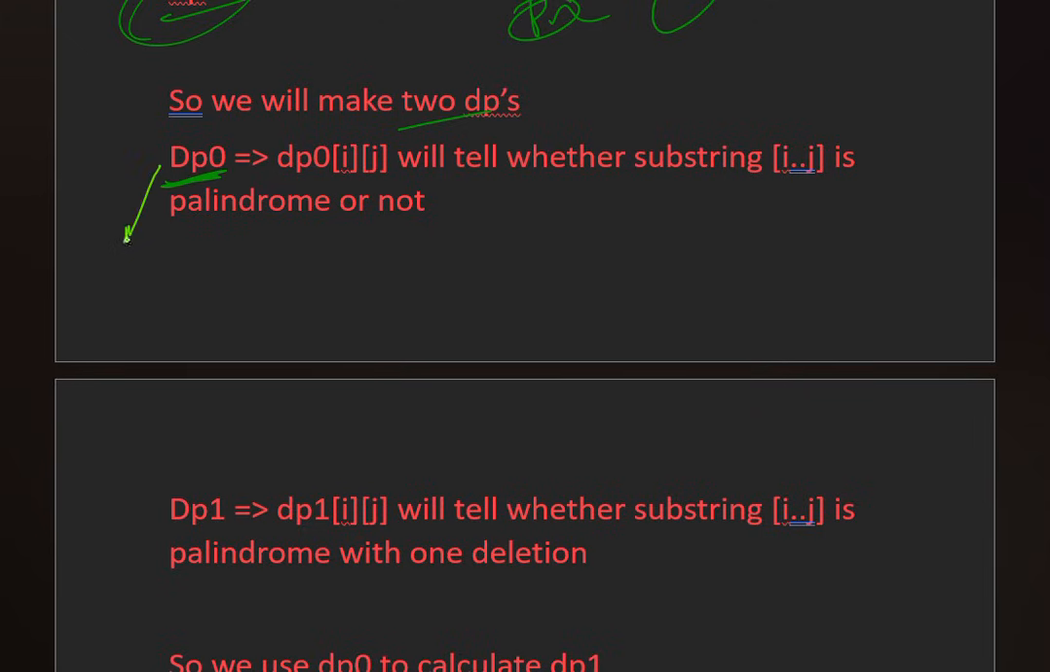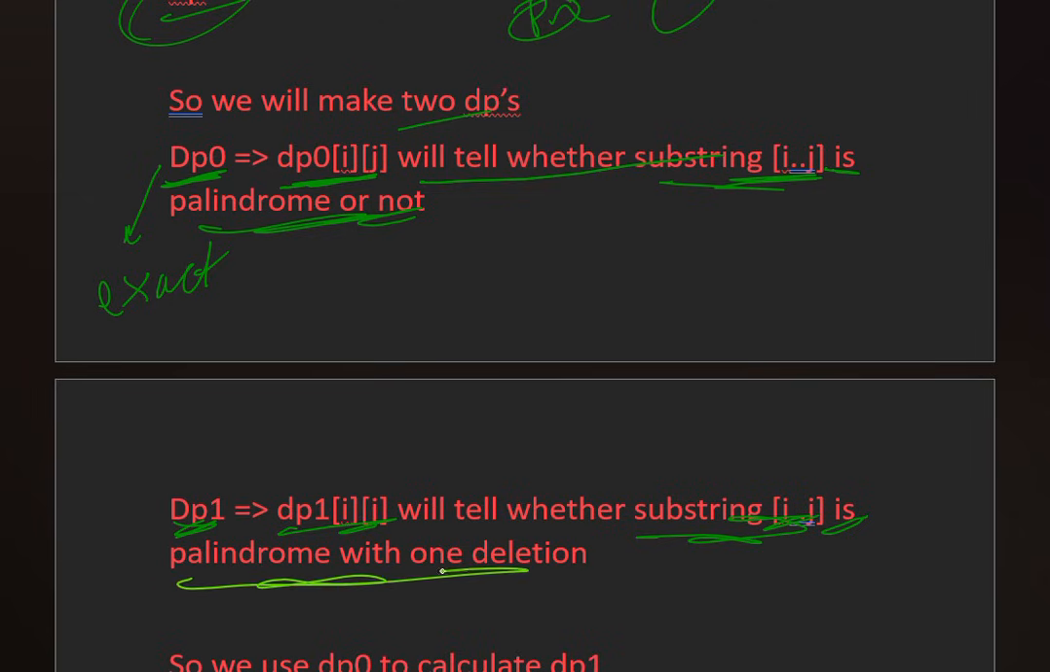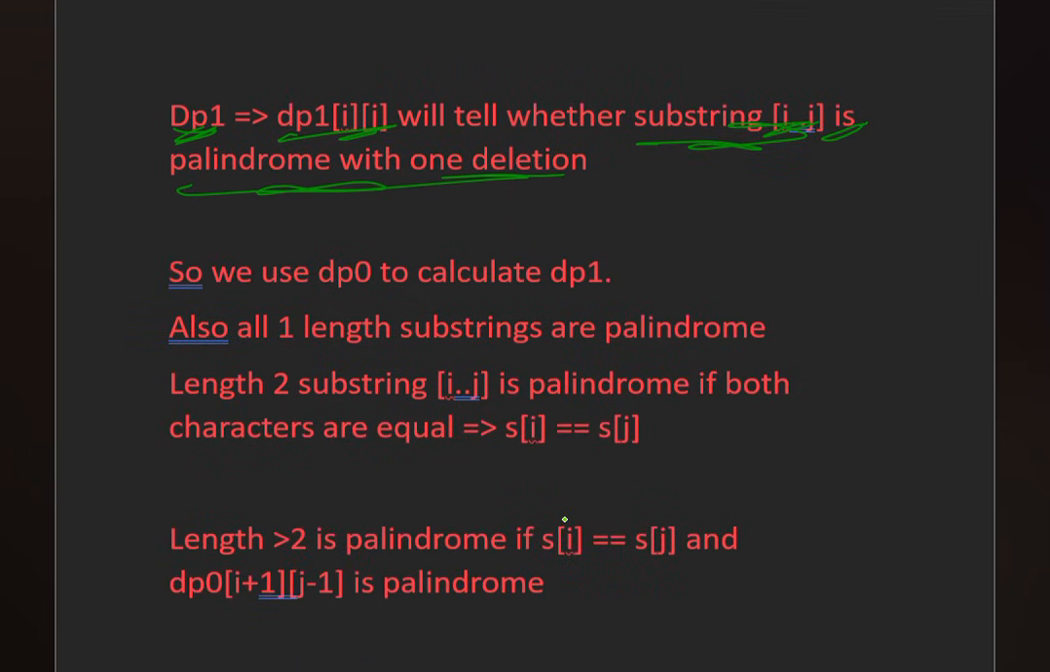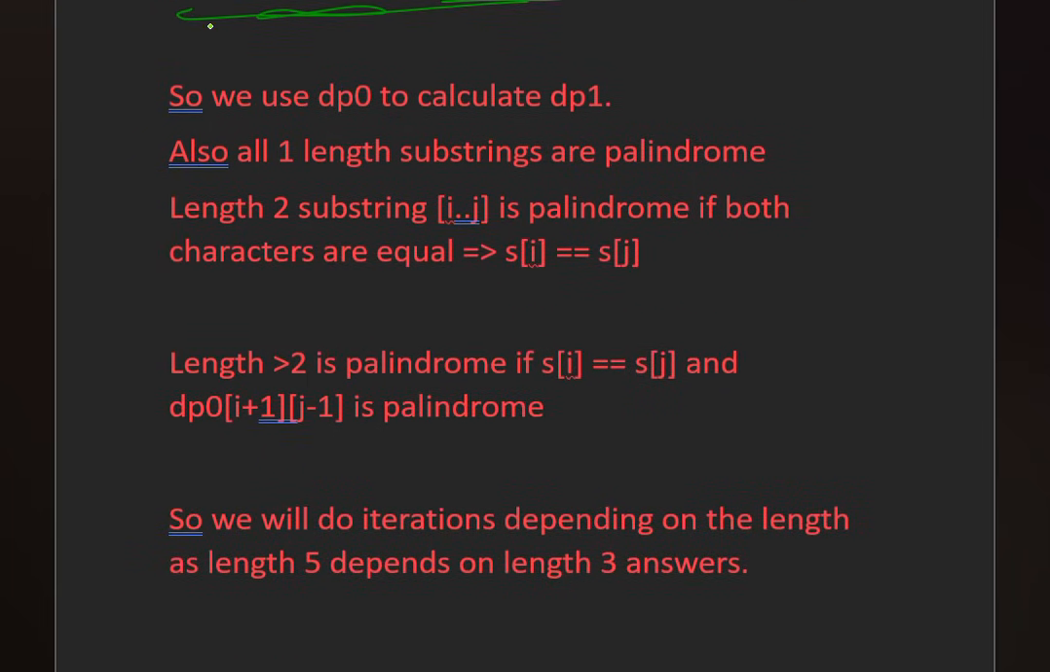DP of 0 will be storing all those substrings that are exact palindromes. So DP of 0 i comma j will tell us whether substring i to j is an exact palindrome or not. And the other one is DP of 1, which will tell us whether substring i to j is a palindrome after one deletion or not. So we'll be using these two DPs, and also we will be using DP of 0 to calculate DP of 1.